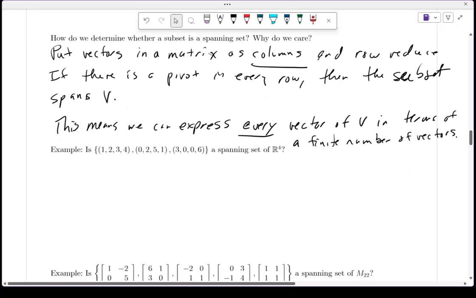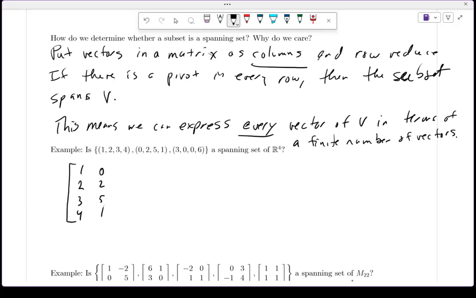All right. So using this knowledge, we want to determine whether or not this thing spans R4. So our first step is what? Put in a matrix. So I put my 1, 2, 3, 4 down the first column, my 0, 2, 5, 1 down my second column, my 3, 0, 0, 6 down my third column. Do I really need to row reduce? Or can you just answer the question? What's going to happen no matter what when you row reduce? What do you have to have? A row of zeros, right?